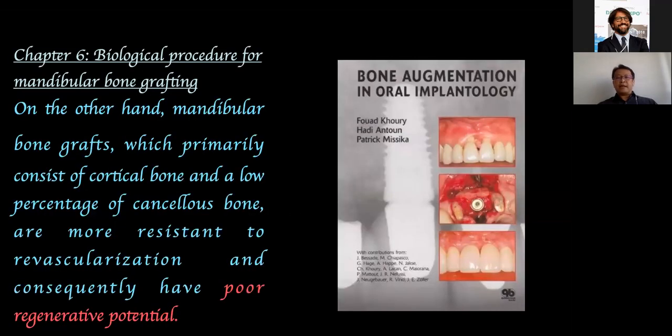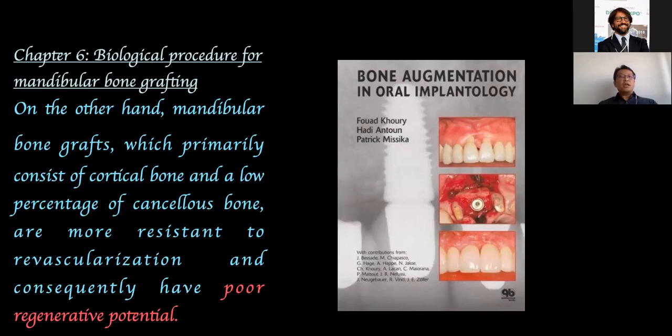I'm pulling an excerpt from the book, and I think most of you who are doing GBR would agree with me. This is one of the amazing books that have been published, and if you have not gotten this book, I strongly recommend that you do. In chapter 6, I just decided to pull up a little excerpt. It says, on the other hand, mandibular bone grafts, which primarily consist of cortical bone and a low percentage of cancellous bone, are more resistant to revascularization and consequently have poor regenerative potential.